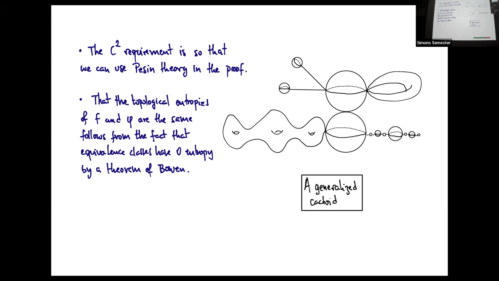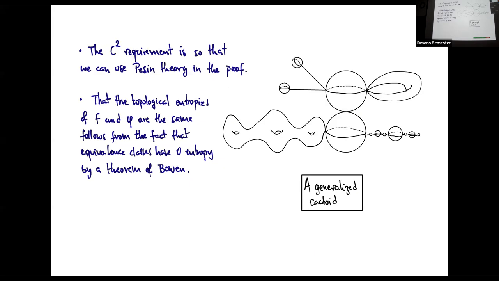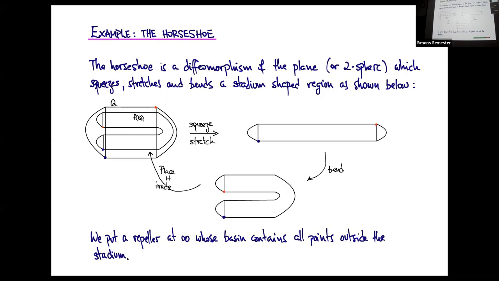And that the topological entropy above and below are the same follows from a theorem of Bowen, one of the many great theorems of Bowen's. Okay, so that's the result that you know through Miguel. And all right, so let me show examples.